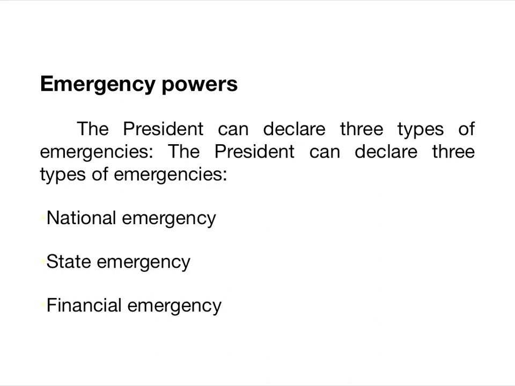Federalism and decentralization powers in practice. There are three kinds of emergency and each of them can be declared on different grounds. The three kinds of emergency are national emergency, state emergency and financial emergency. You will read about them below.